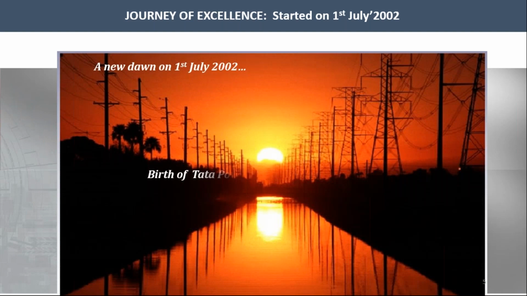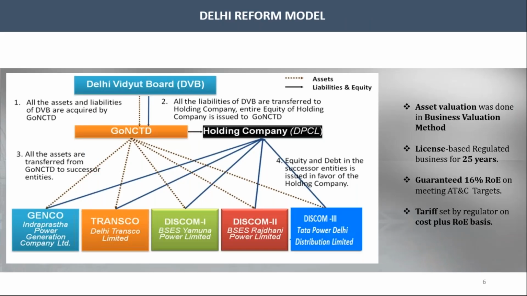So the next slide depicts the picture of 2002, how bad the network was. And if you go to the next slide, it shows that in 2002 this company was formed, and the modality of forming this company was 100% owned by the earlier Delhi Vidyut Board. The government of Delhi formed a new company called DPCL, the Delhi Power Corporation Limited. And all DPCL assets were transferred to 3 distribution companies.